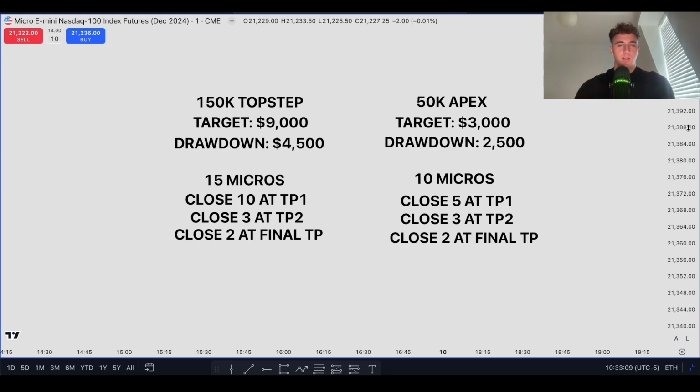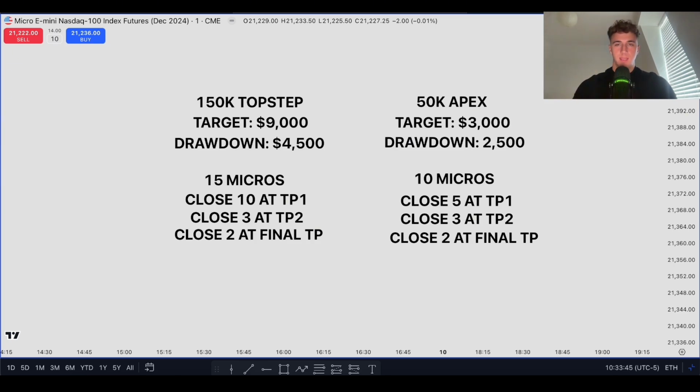However, with TopStep, I recommend you go with the larger account, because you can't trade as many contracts on TopStep as you can with Apex. So the target for that TopStep account is around 9 grand, and the drawdown is 4.5 grand. So you see there's a difference there. It's a 1-to-2 risk reward instead of Apex, which is pretty much a 1-to-1. So TopStep is going to be a little bit harder to pass, but once you do pass, you'll have a larger account to trade.